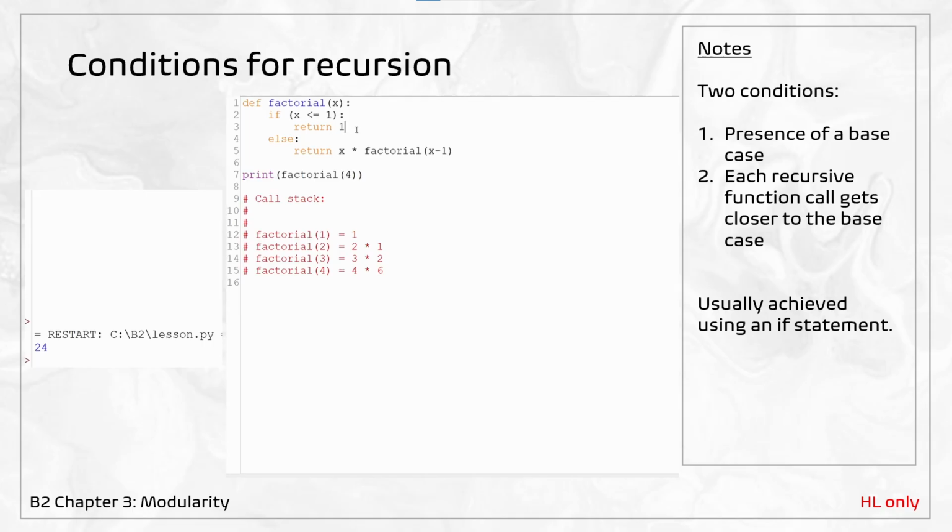Secondly, you must ensure that when you recursively call the function, the new parameter of the recursive call gets closer to the base case. In the factorial function, every time the function was called, the number got closer and closer to 1. So we started out at factorial 4, then we went to 3, then 2, then 1, which then just returns 1. These two ensure the recursion doesn't go on indefinitely.